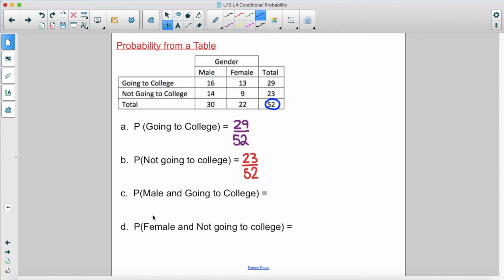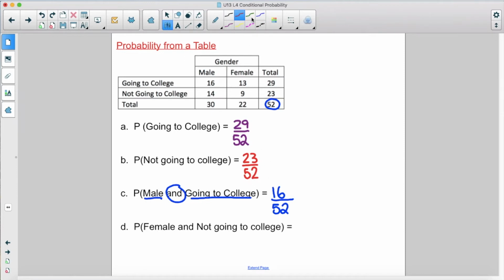Now we have, what is the probability that we have a male and going to college? So now we are going to use these male-female columns. We care about going to college, right? We don't care about not going to college. And we care about the male number. So here's the male number. Here is going to college. They intersect at this point right here. Going to college and male. So that means that 16 out of the total 52 people surveyed are male and going to college.